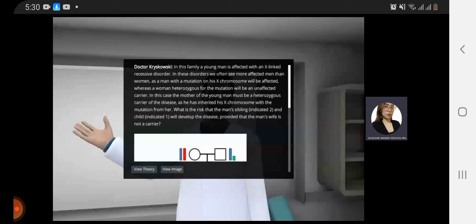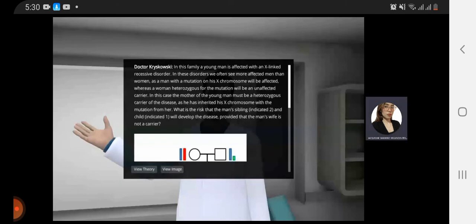In this family, a young man is affected with an X-linked recessive disorder. In these disorders, we often see more affected men than women, as a man with a mutation on his X chromosome will be affected, whereas a woman heterozygous for the mutation will be an unaffected carrier. In this case, the mother of the young man must be a heterozygous carrier of the disease, as he has inherited his X chromosome with the mutation from her.